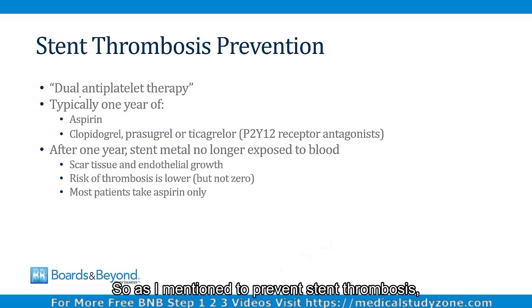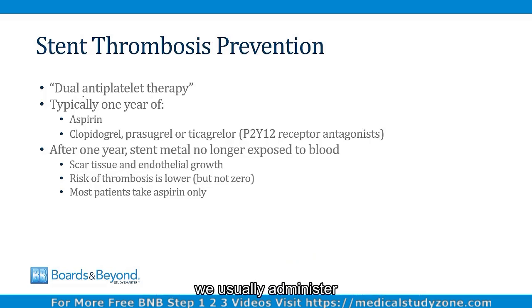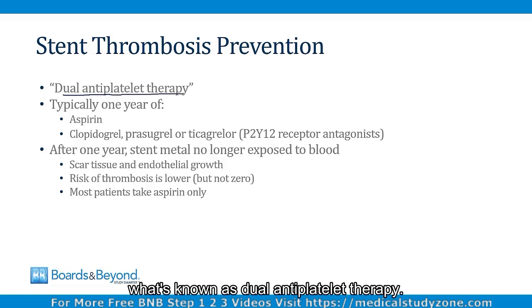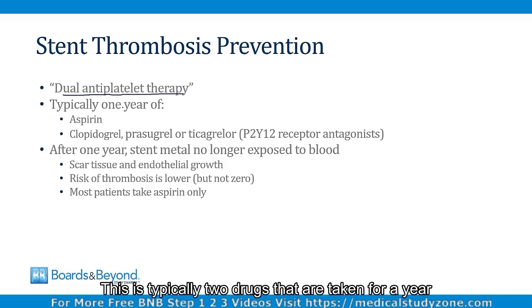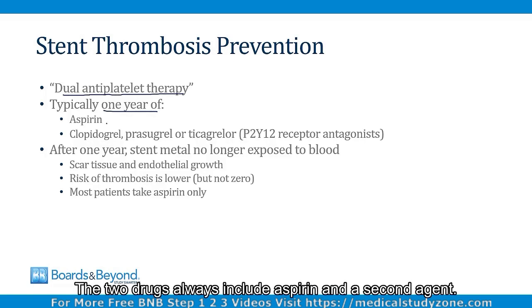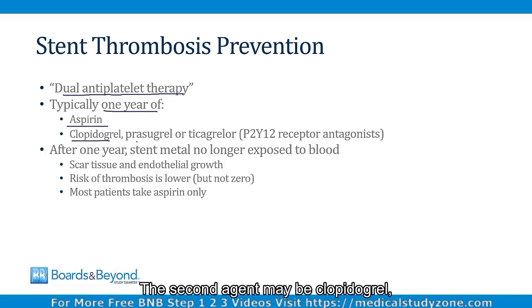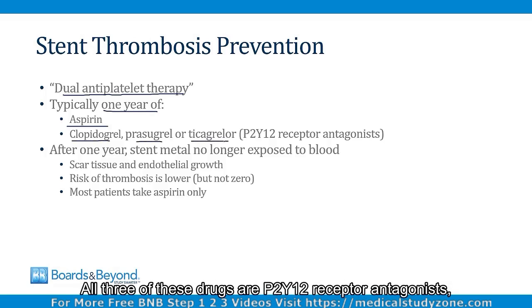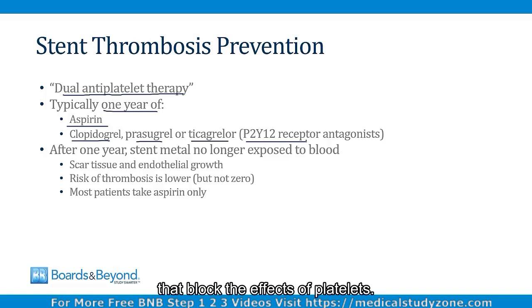So as I mentioned, to prevent stent thrombosis, we usually administer what's known as dual antiplatelet therapy. This is typically two drugs that are taken for a year after stent implantation. The two drugs always include aspirin and a second agent. The second agent may be clopidogrel, prasugrel, or ticagrelor. All three of these drugs are P2Y12 receptor antagonists that block the effects of platelets.